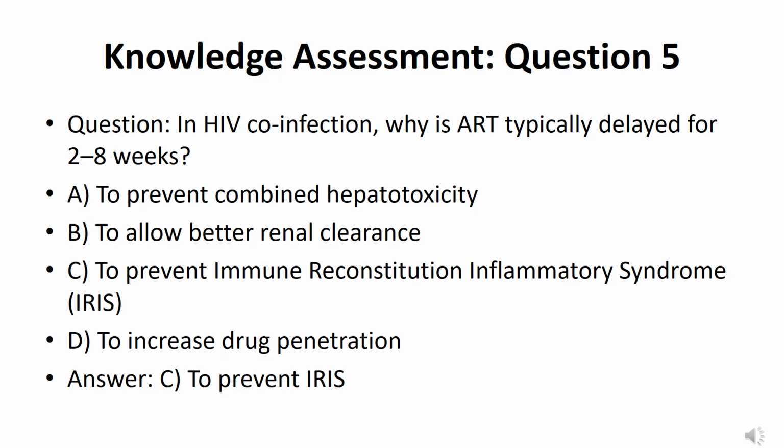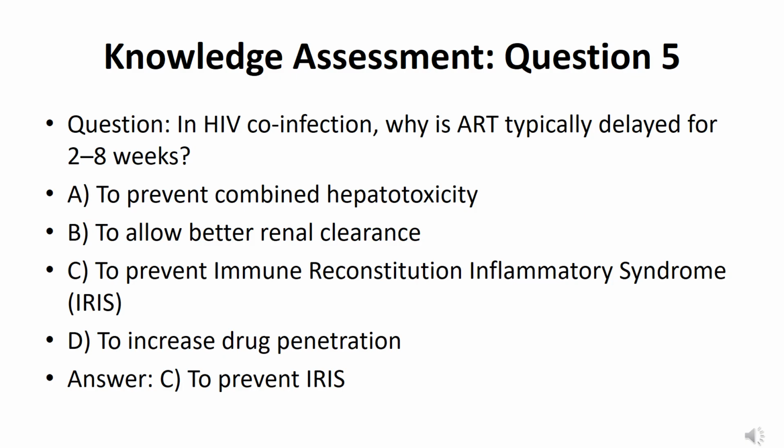Now let's briefly review the other options. Option A, prevention of combined hepatotoxicity, may be a consideration when managing medications, but it is not the primary reason for delaying antiretroviral therapy in tuberculous meningitis. Option B, improving renal clearance, is not the main clinical concern in this situation. Option D, increasing drug penetration, is also not the reason antiretroviral therapy initiation is postponed.